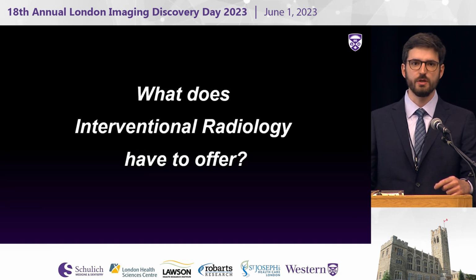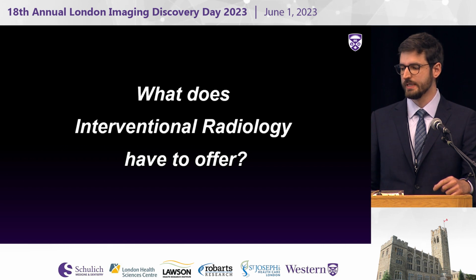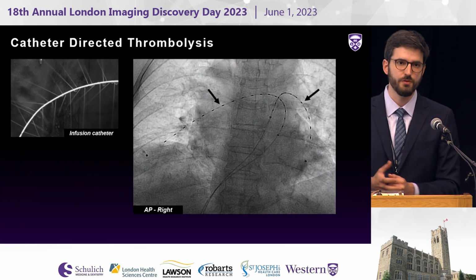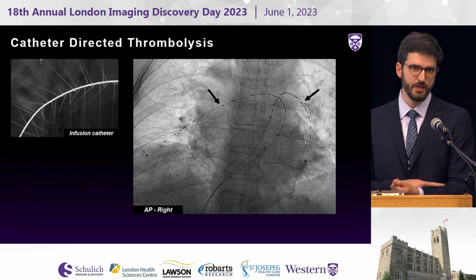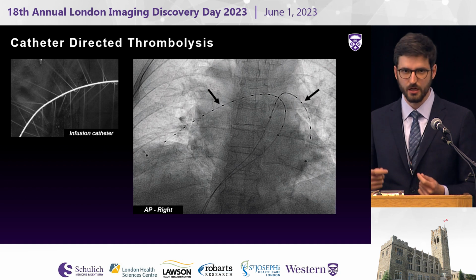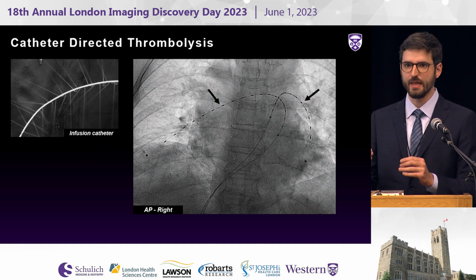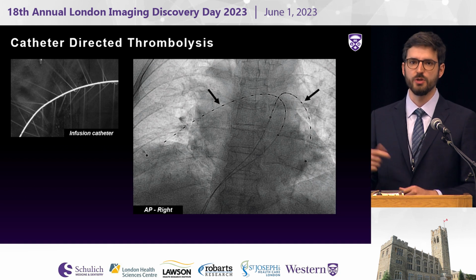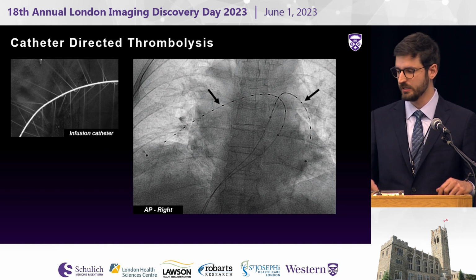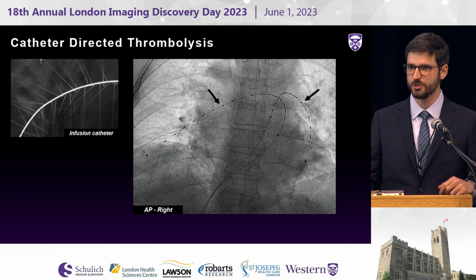So what does interventional radiology have to offer? Of course, the easiest step that we have to offer is, well, rather than giving the TPA through the vein, why don't we just go inside the heart with this very special catheter that has side holes and drip TPA inside the lung itself? And this is exactly what the pictures show.